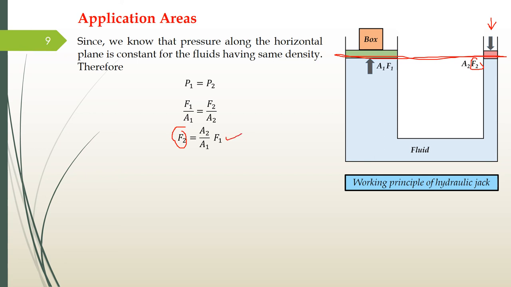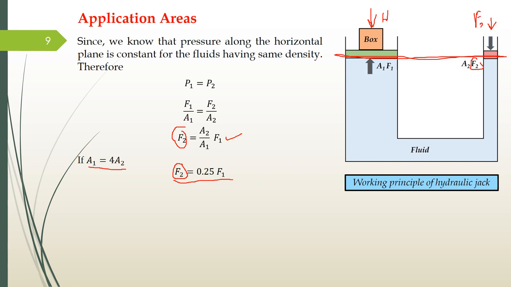So if we consider that area A1 is 4 times the area A2, that force will be 0.25 times F1. The force required to lift this box, because the box has some weight which can be regarded as a force in the downward direction, so an equal and opposite force will be required to lift it. Certainly the force required to lift this will be 0.25 times the weight of this particular box. So this force which we have to apply over here is F2.